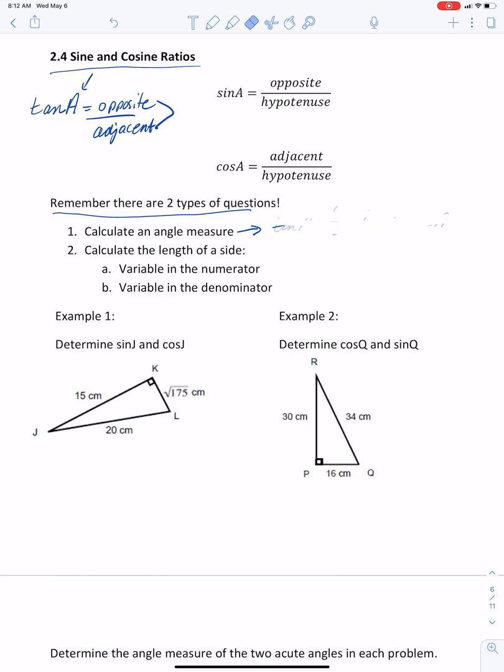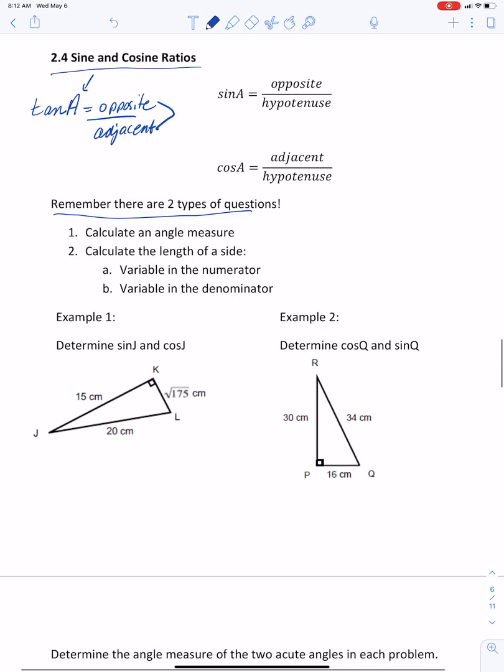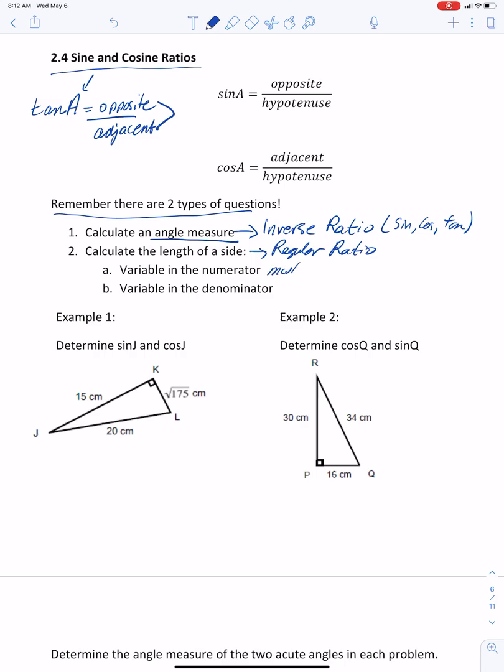And the note that I want to make here is that when I'm looking for an angle measure, I use the inverse ratio. What do I mean by ratio? Sine, cos, or tan. Or I'm calculating the length of a side. I use the regular ratio. I don't press second function or shift or whatever it is on my calculator. And I have two types. Either the variable is in the numerator, which means I multiply to solve, or it's in the denominator, which means I have to divide. Okay, so this is really all there is to it.